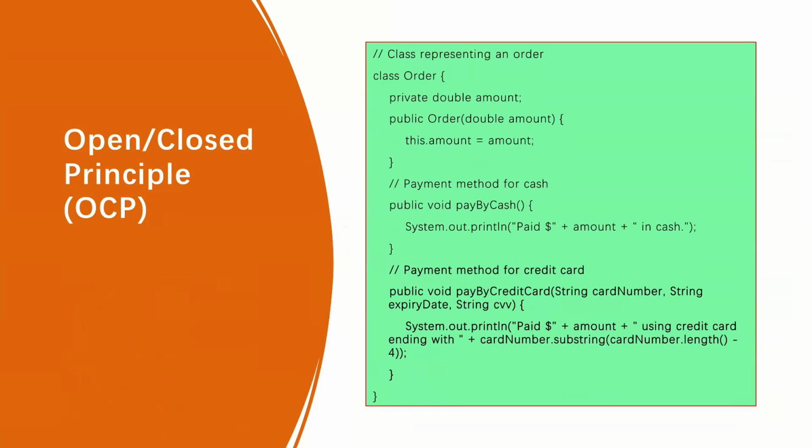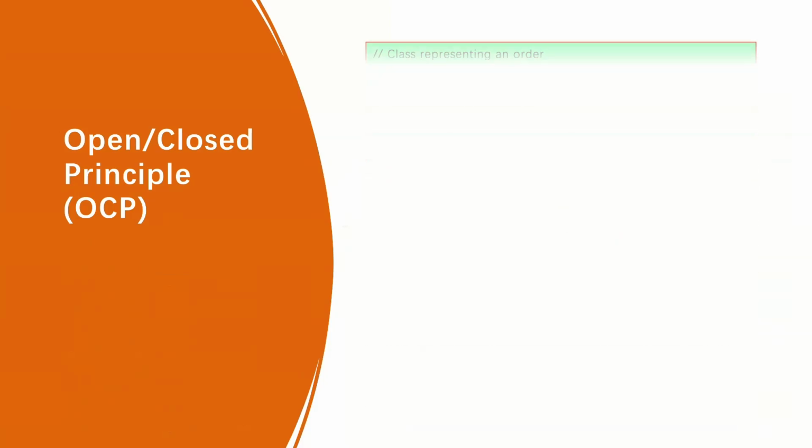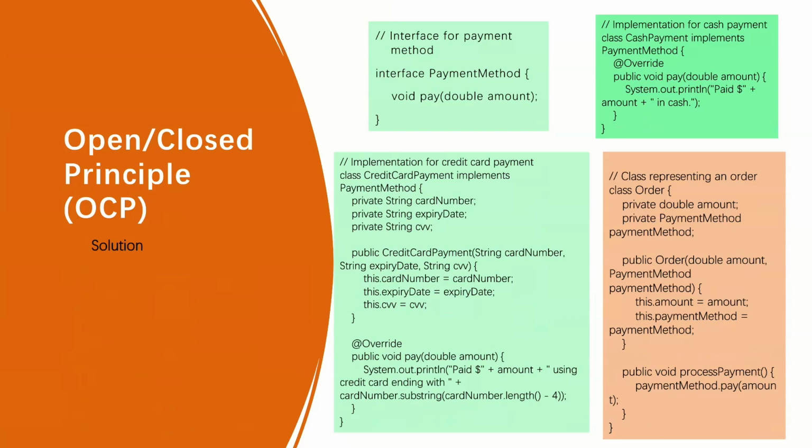Something like this. Let's refactor this code. We have an interface payment method representing different payment methods. We have 2 implementations of the payment method interface, cash payment and credit card payment. Each implementation provides its own way of processing payments, the pay method.